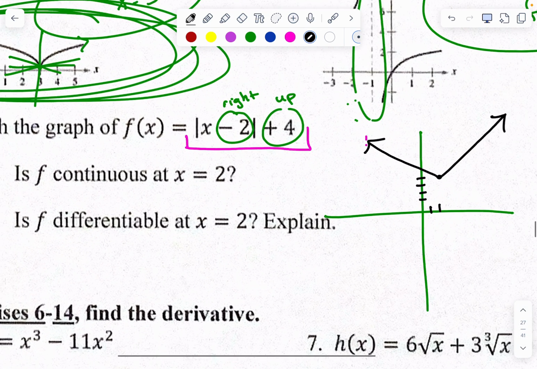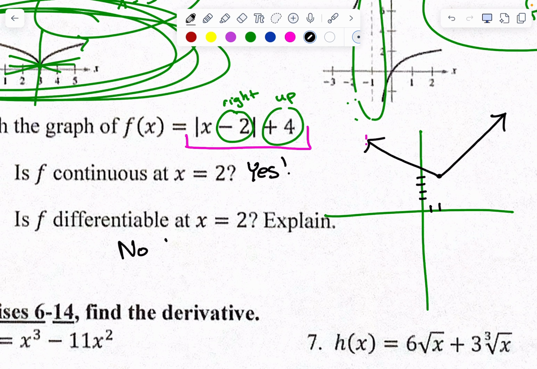For part A, is the function continuous at 2? Yes. Is the function differentiable at 2? No, because it is a sharp turn. We cannot take a derivative at a sharp turn, at a sharp place.